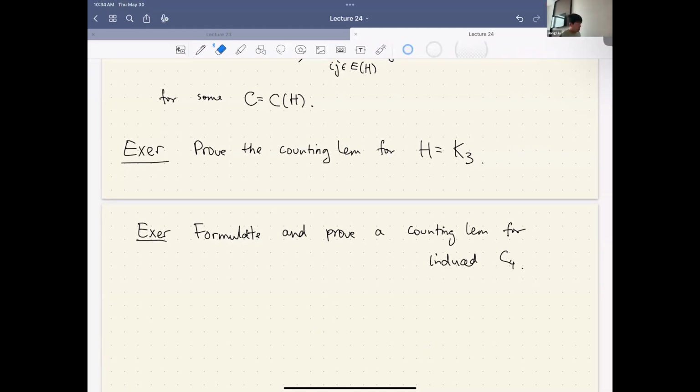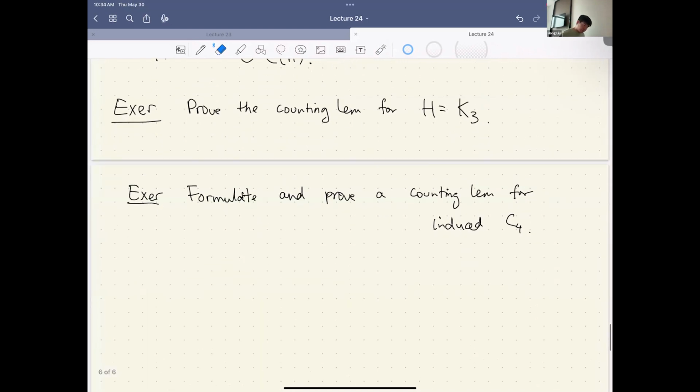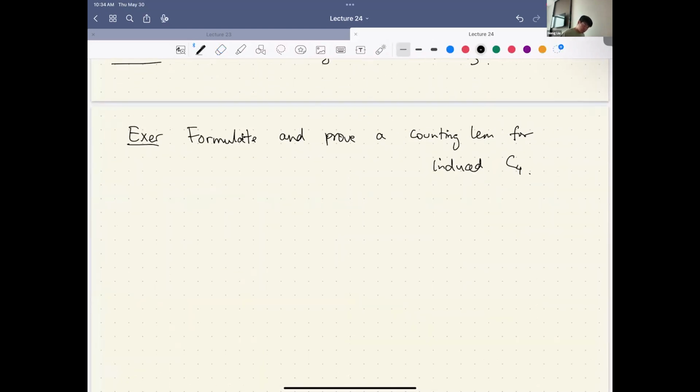Now we can see an application of the embedding lemma. This application is a problem in Ramsey-Turan theory, one of the early applications of the regularity lemma.